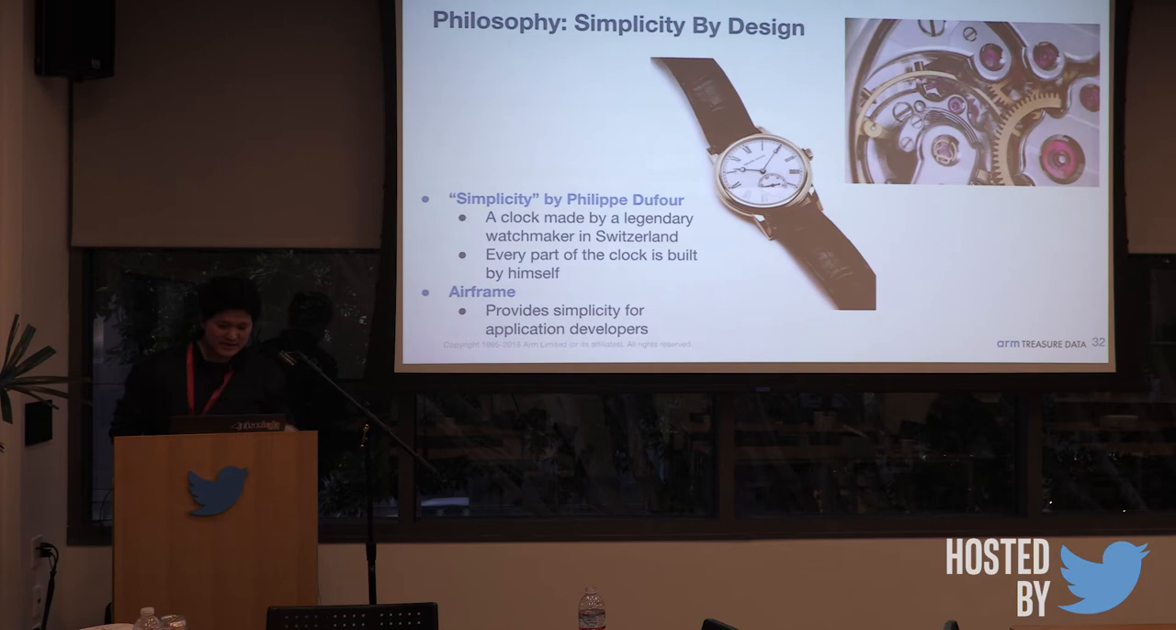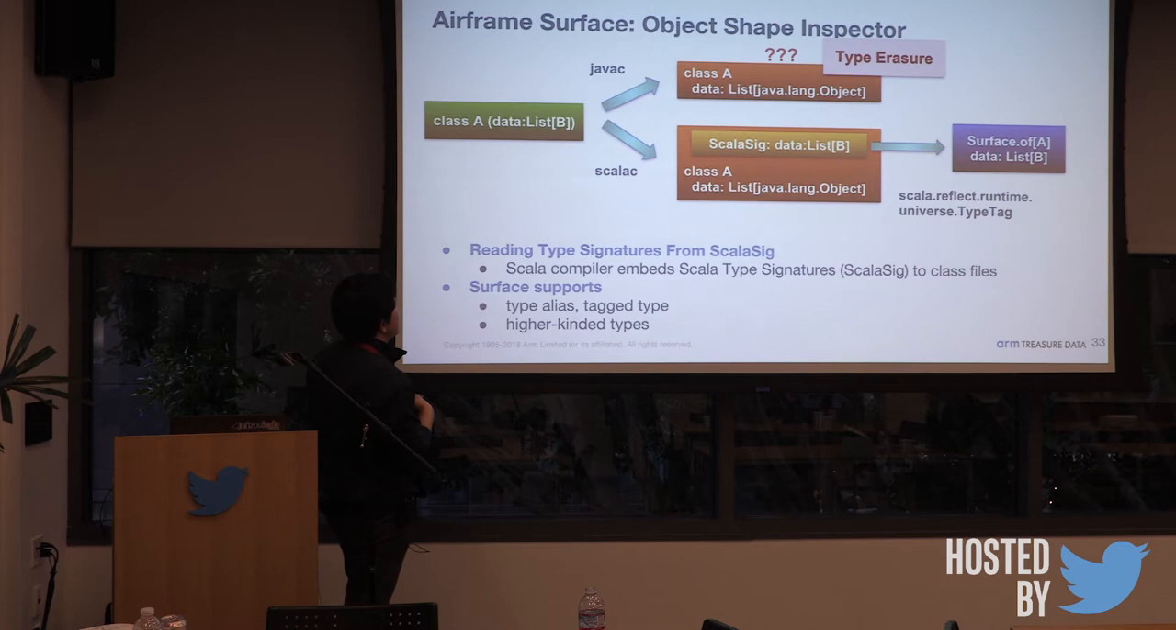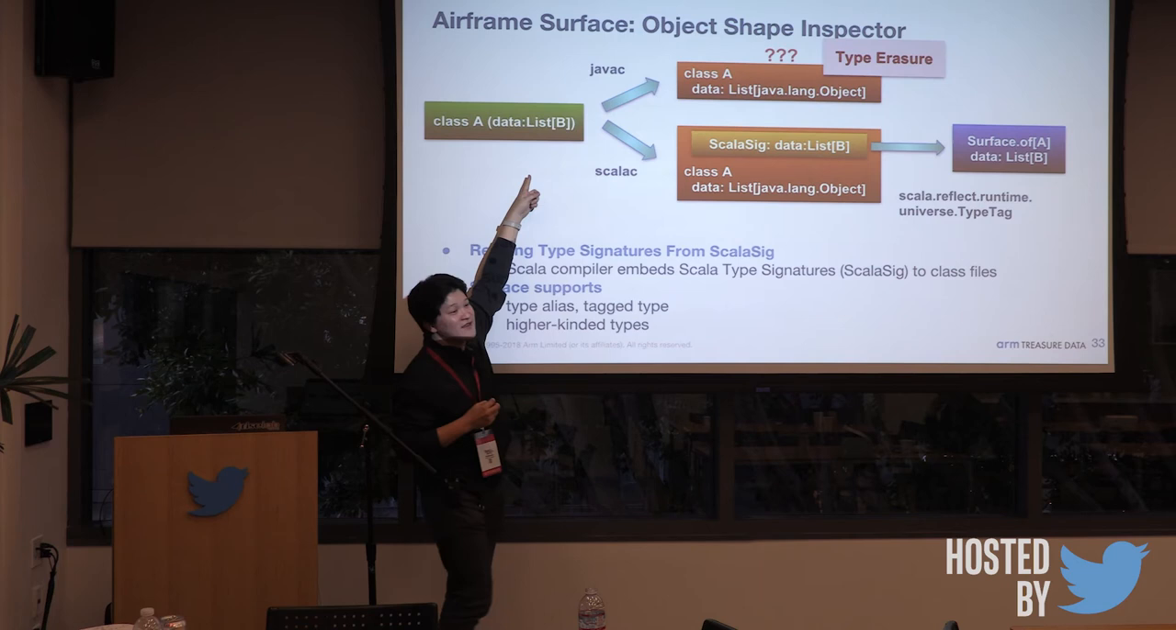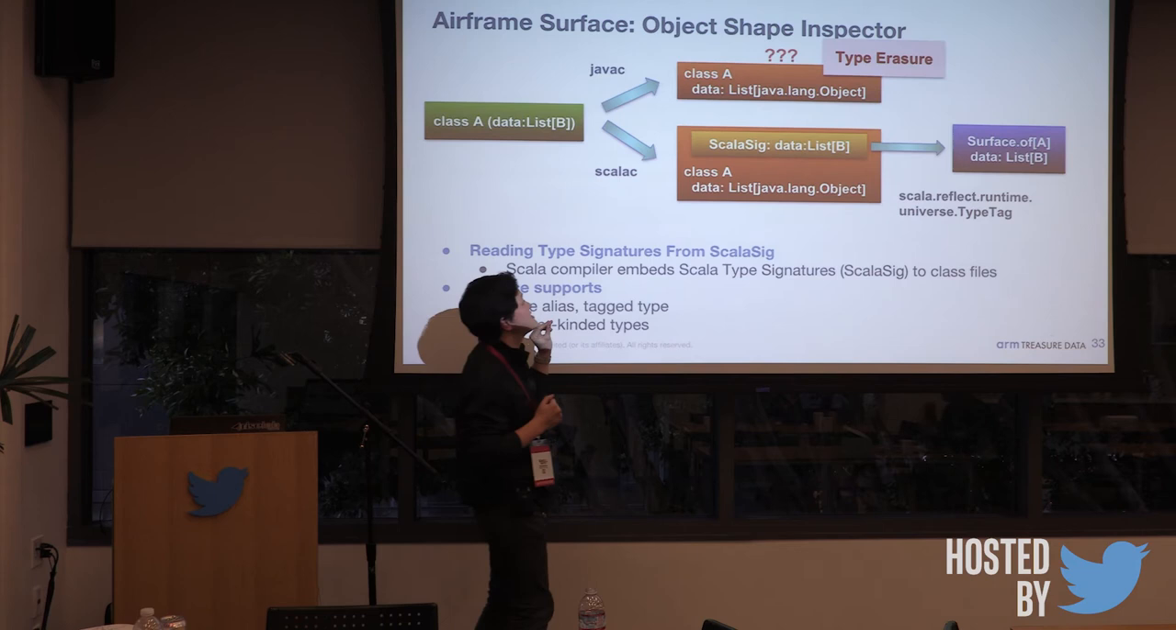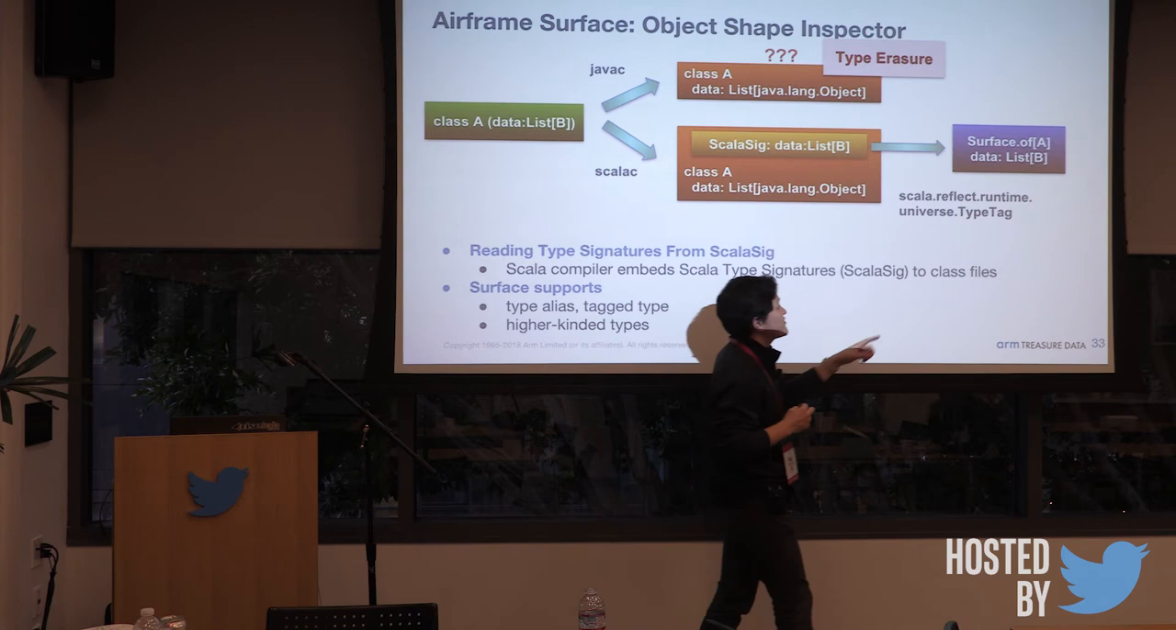And also another trick used inside Airframe is using Scala signature. So if you have this kind of class, if you use the Java compiler, because of type erasure, you don't know what the element type of this list is. But if you use scalac, it embeds Scala signature inside your class bytecode, so you can find the concrete types of the list element. In this case, that is B.